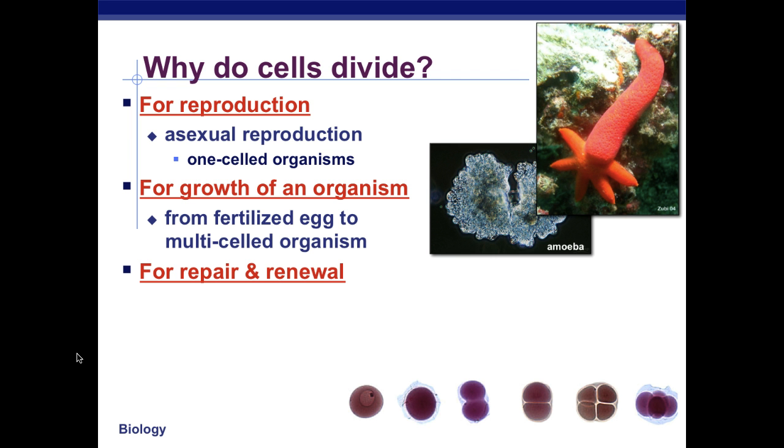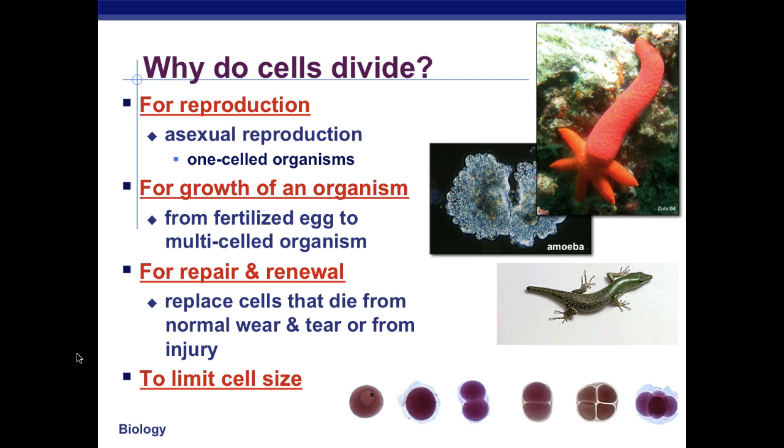For repair and renewal, in the case of the starfish, if the starfish limbs are pulled off, it will regenerate its legs. Or in the case of a lizard, if it's trying to get away from a predator, it can detach its tail and it needs to regrow its tail. And to limit cell size.